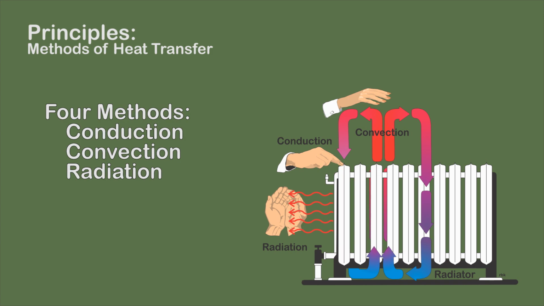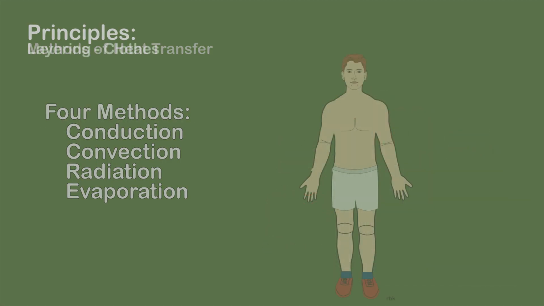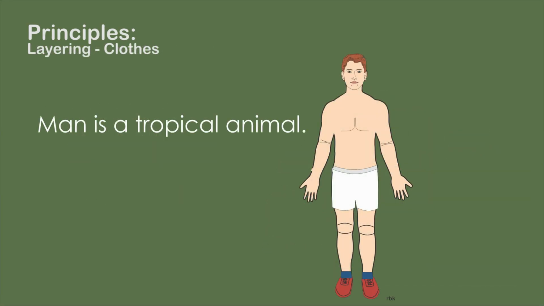Radiation is energy that is transferred through waves that cause the molecules of the object to vibrate. The friction from the vibration generates heat. Microwave ovens use this method. Evaporation is a conversion of a liquid to a gas. Sweat evaporates, sucking heat from the body, thus cooling it. Man is a tropical animal.